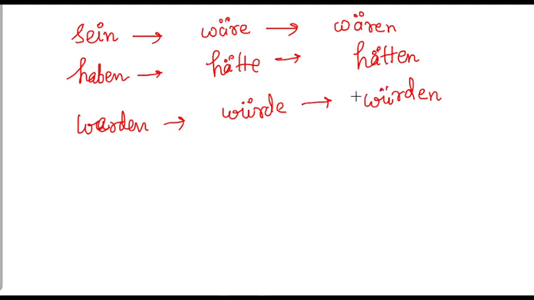So let us conjugate them. Let us quickly conjugate them. We are going to conjugate the first verb, that is wären.